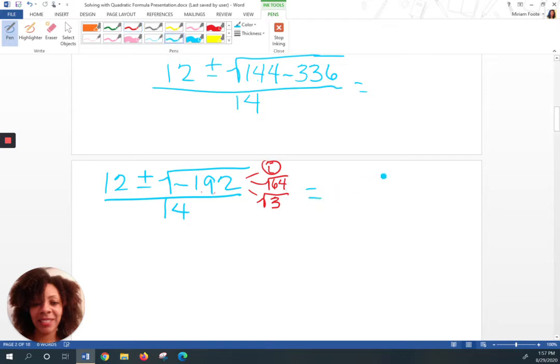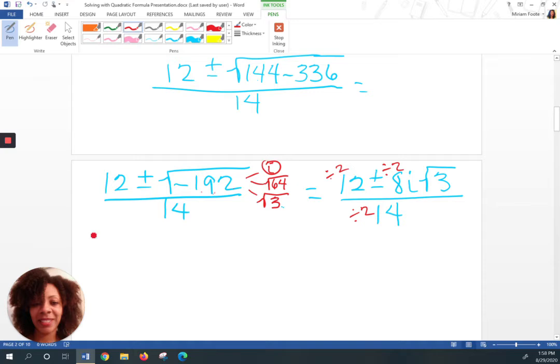If I do so, I end up with 12 plus or minus, and my square root of 64 is really 8. I can bring out the i. I can do nothing with the square root of 3 because I do not have two factors that can multiply times themselves to give me a 3. So I have to leave it in that radical. Now I can simplify. All three numbers are divisible by 2. So 12 is divisible by 2, 8 is divisible by 2, and 14 is divisible by 2.